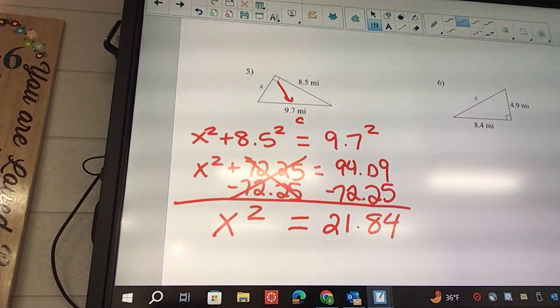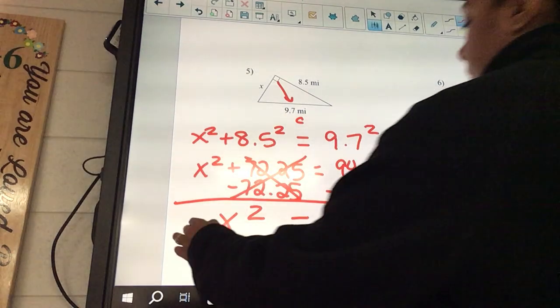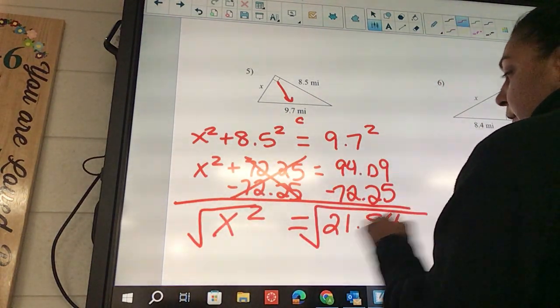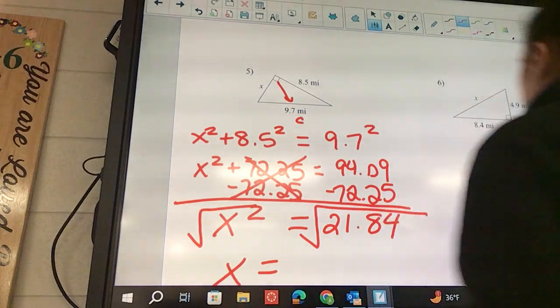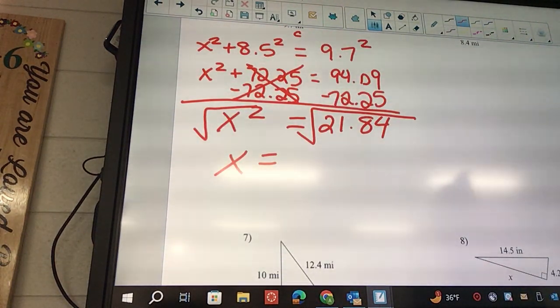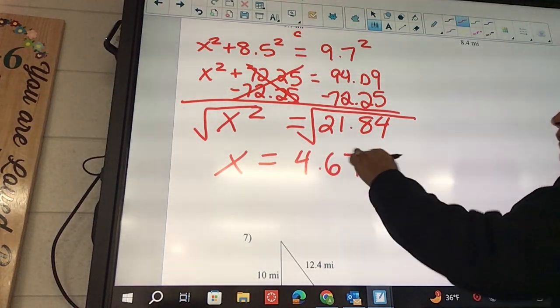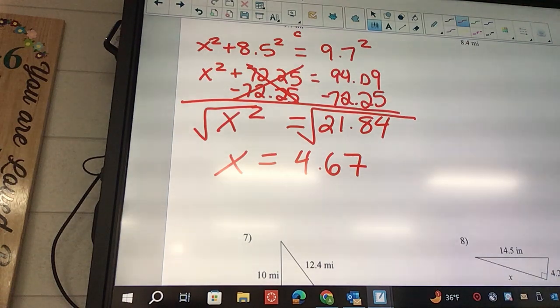Then what do we need to do? Square root both sides, go. Okay, and so we're left with x equals, what is the square root of 21.84? 4.67? Somebody agree with that?